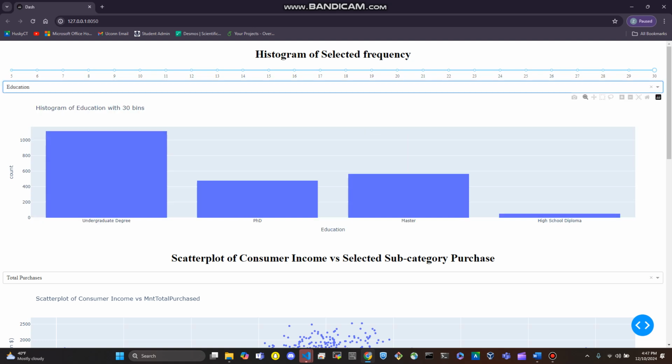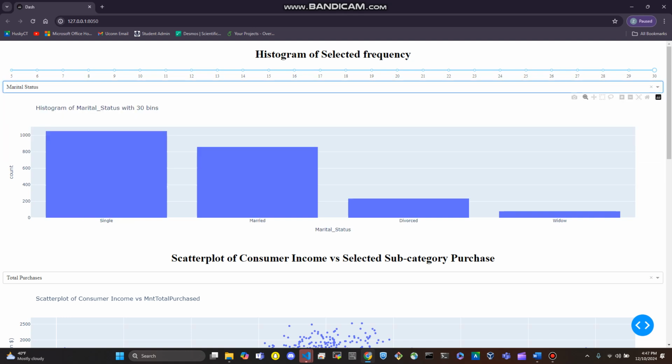So let's take a look at education next. Education has four different bins, and these symbolize the different types of diploma or degree they received. These are high school, undergraduate, PhD, and master's degree. And we can notice from this histogram that the most common degree type for a consumer is the undergraduate.